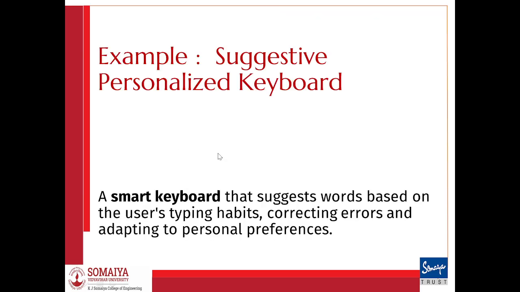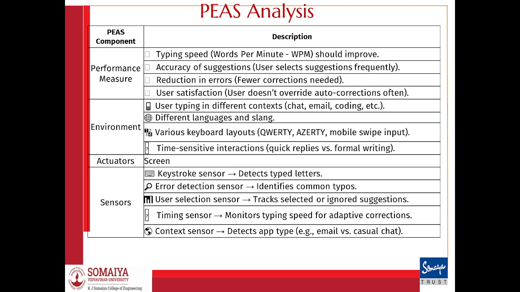Here we take an example of a suggestive personalized keyboard agent. To elaborate on the problem statement, we can define it as a smart keyboard that suggests words based on users' typing habits, correcting errors and adapting to personal preferences. Let us start with PEAS analysis. PEAS stands for performance measure, environment, actuators and sensors.